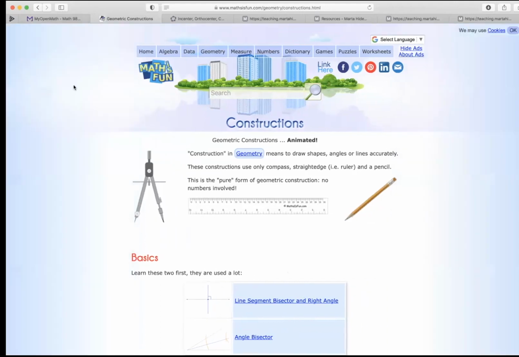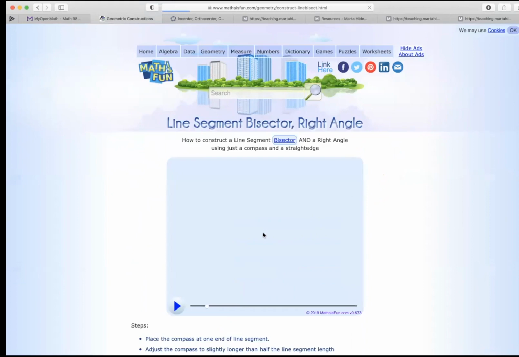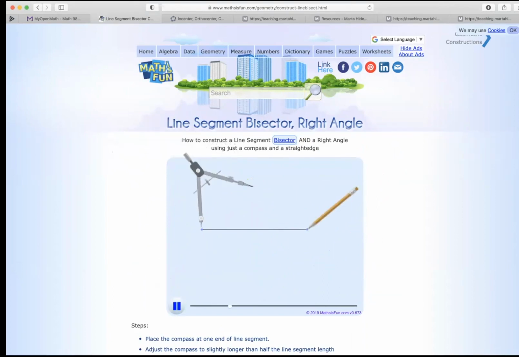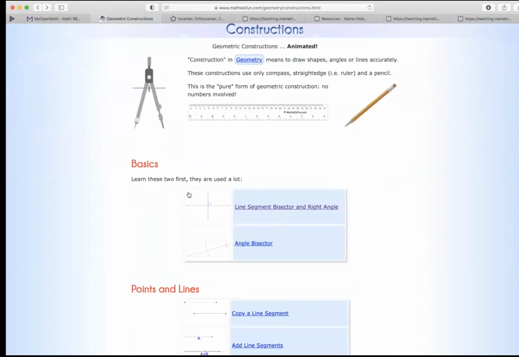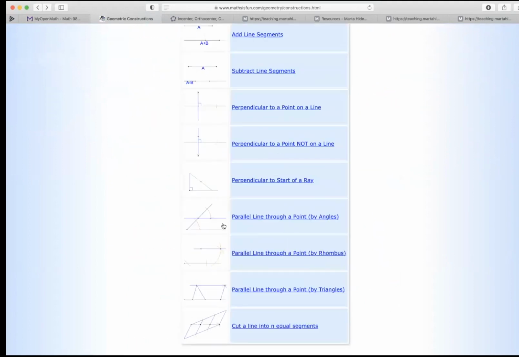Okay. So here is the basics. So here is the line segment bisector. These are the basics. And here is the video. I forgot to tell you something, but there it is. This is one of the simplest things. And you can go again. So you can learn steps by watching. There are all kinds of videos here. So there are two basic things, and then points and lines, and all kinds of really interesting stuff here.